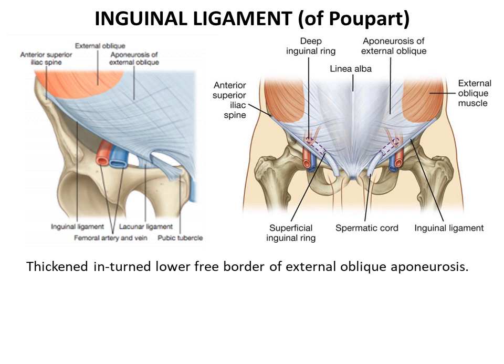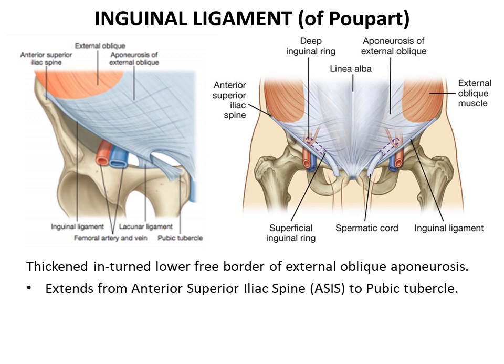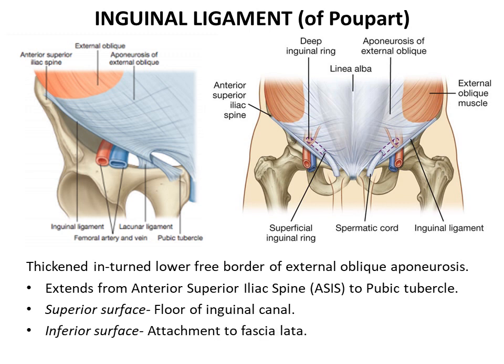The inguinal ligament of Poupart. It is a thick fibrous band formed by the lower free border of the external oblique aponeurosis. This border is thickened and folded backwards on itself. It extends from the anterior superior iliac spine to the pubic tubercle. The superior surface of the inguinal ligament is grooved and forms the floor of the inguinal canal. The inferior surface gives attachment to the deep fascia of the thigh, that is the fascia lata. This fascia pulls it inferiorly, making it convex downwards.